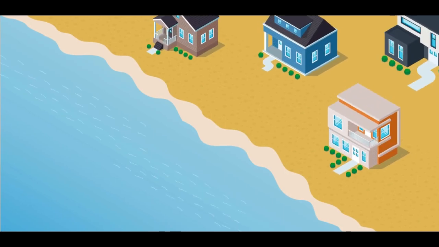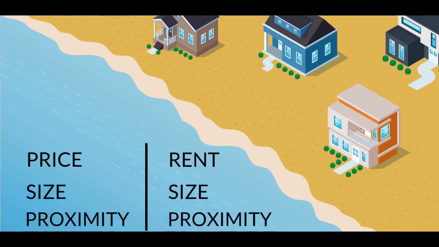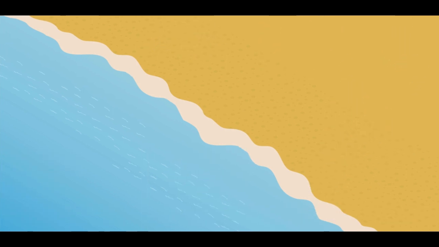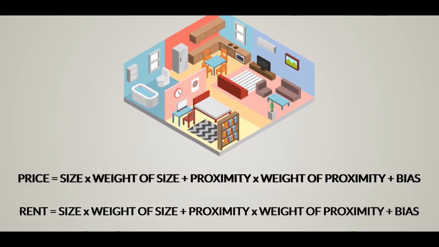Okay, let's apply the linear model logic for multiple output variables. Here's our new situation. We may be interested in predicting not only the price of the apartment when buying it, but also the price for which we can rent it out. Our inputs are unchanged, size and proximity to the beach. This time though, we have two outputs. Therefore, we can create two linear models. The price as a function of the size and proximity to the beach, and the rent as a function of the size and proximity to the beach.